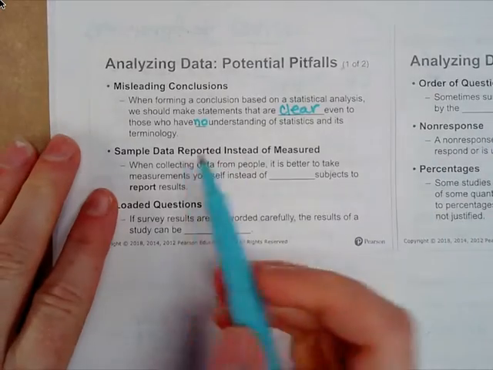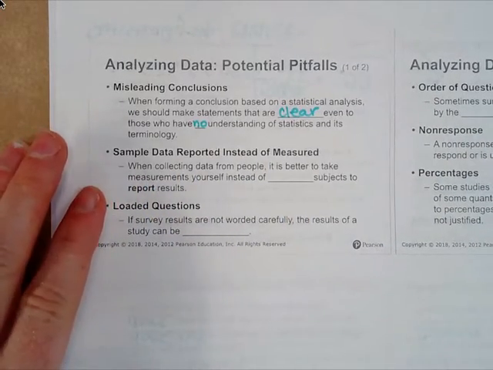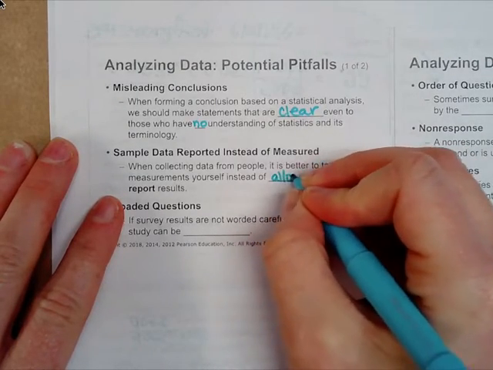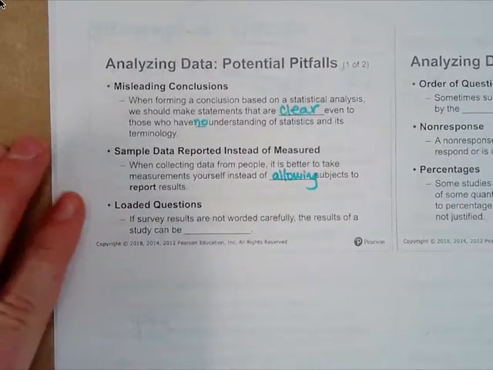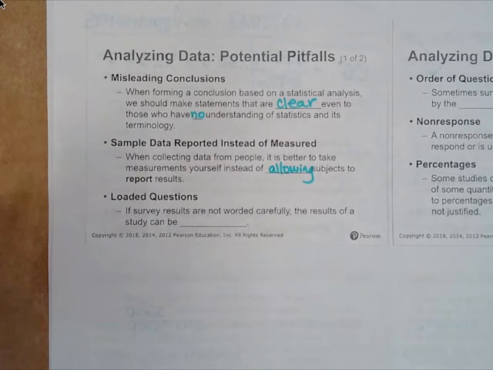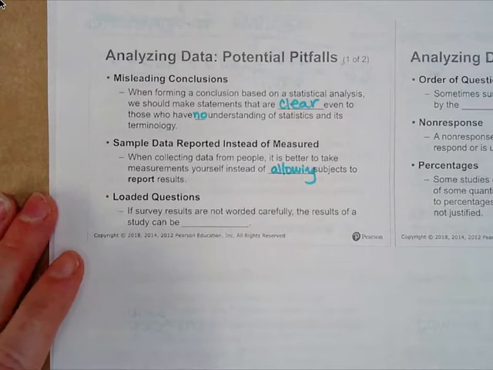Our sample data reported instead of measured. When collecting data from people, it's better to take measurements yourself instead of allowing subjects to report their results. So if you're going to go around and say, how tall are you? Some people could say, I am 5'5". But am I really 5'5"? No, I'm like 5'2". But I'm going to tell you, my driver's license says 5'4". I thought I was going to grow a little bit more, and I didn't.